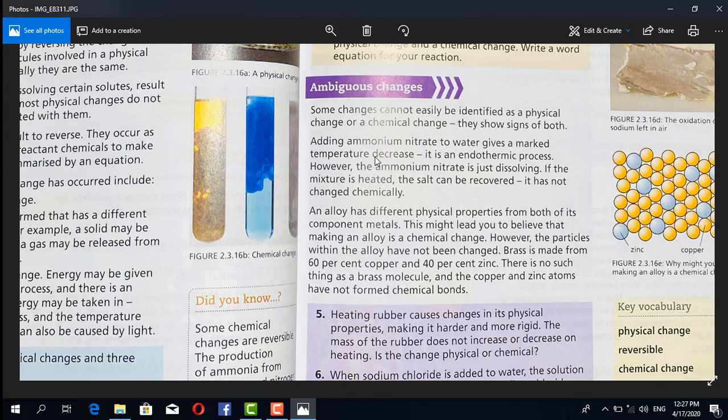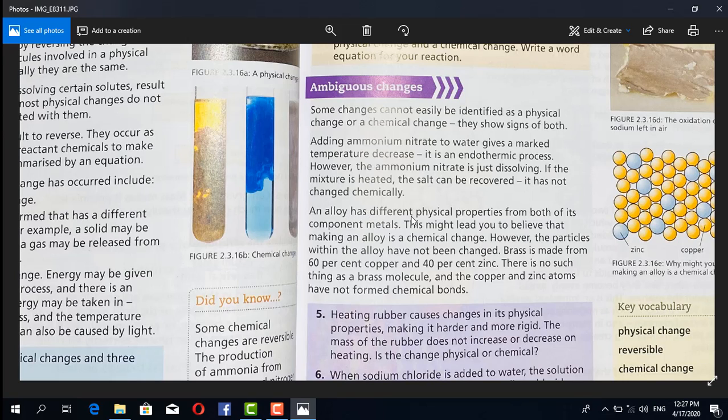But here, when we have energy as an endothermic process, it's supposed to be chemical. So here, this whole process is actually in between. It shows both sides, the physical and the chemical change as well.